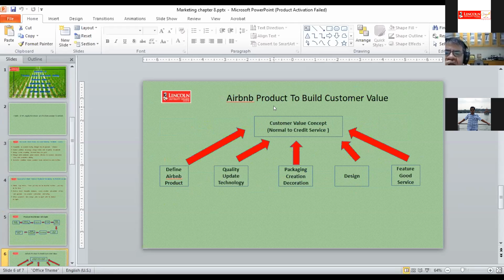The Airbnb products build customer value. I think customer value consists of offering credit and service to the customer, so that every credit and every satisfaction goes to the customer. So service is very important, and service is your dream, I think. First is the Airbnb definition, and then quality, upgrade technology, and packaging, creation and decoration. And this is to certify our products and design and feature good service to the customer.